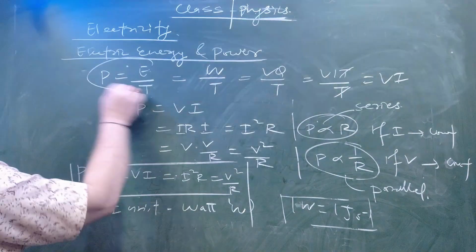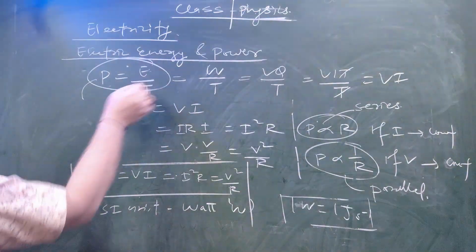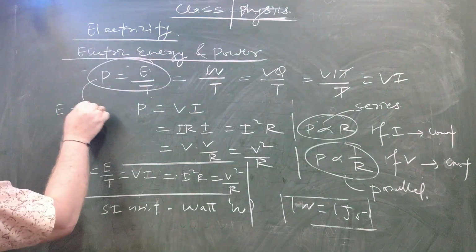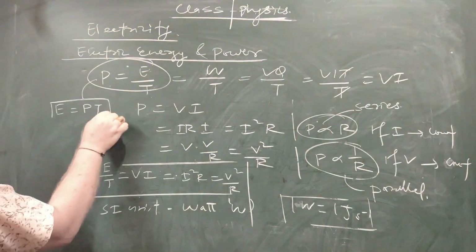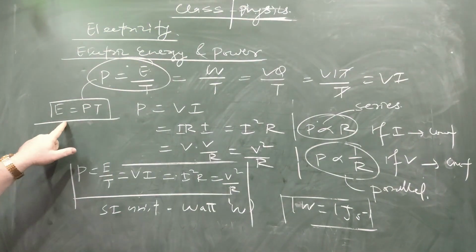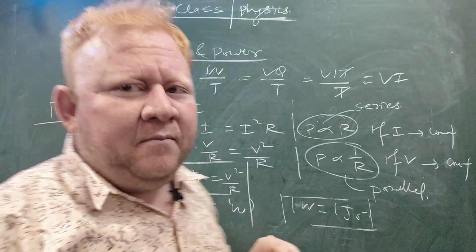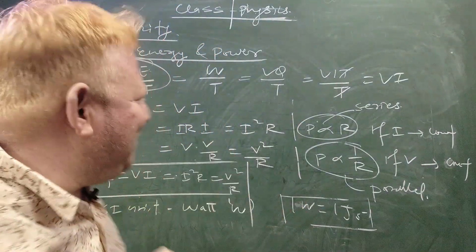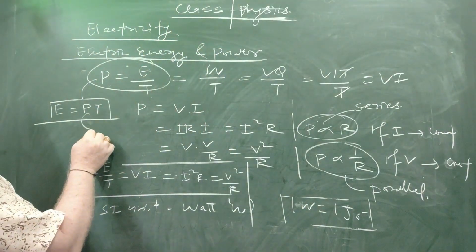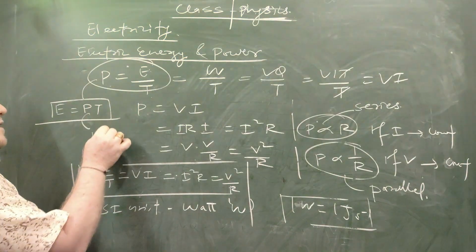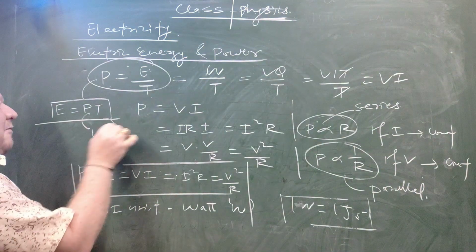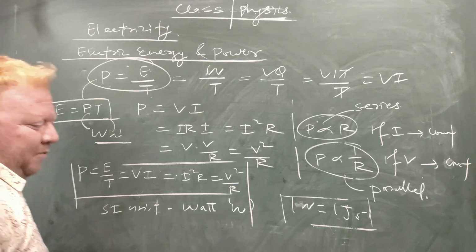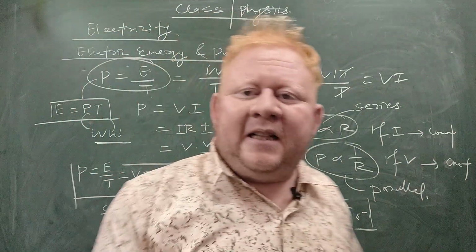Here by this definition, one more result we are getting, that is E is equal to PT. E means electric energy is equal to power into time. Now you remember, this power is defined in watt and this time is defined in hour. So watt hour is the unit of electric energy.